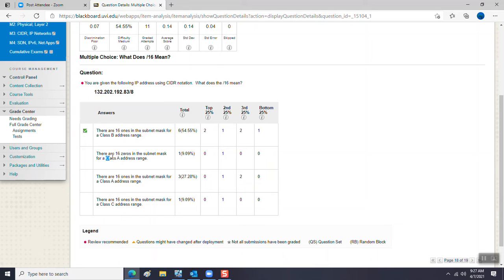A Class A range would have 8 ones, and a Class C would have 24 ones. So in a Class A range you'd have 24 zeros and 8 ones. The number of ones and zeros has to add up to 32. So for a /16, you'd have 16 ones and 16 zeros. For a Class A, you'd have 24 zeros and 8 ones. And then for a Class C, you'd have 24 ones and 8 zeros, respectively.